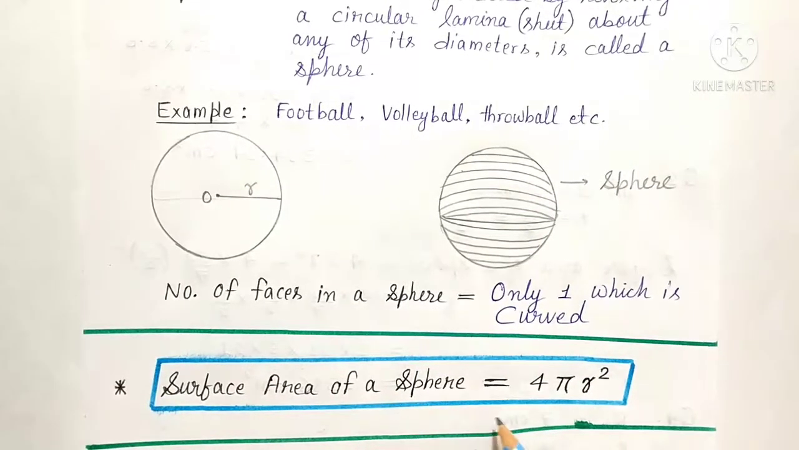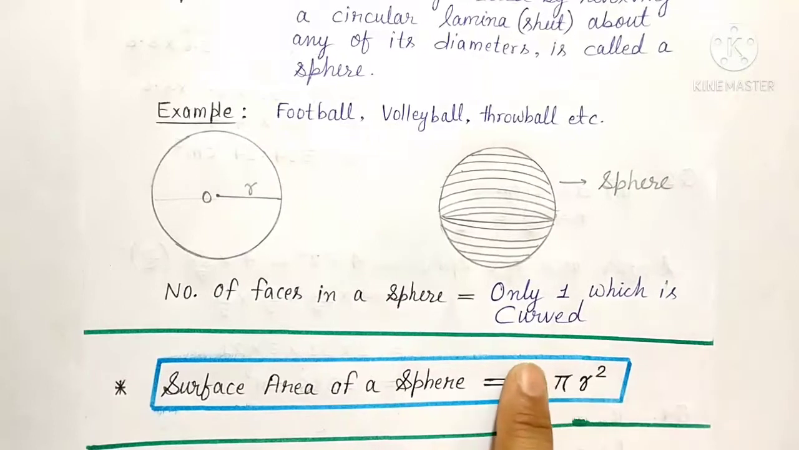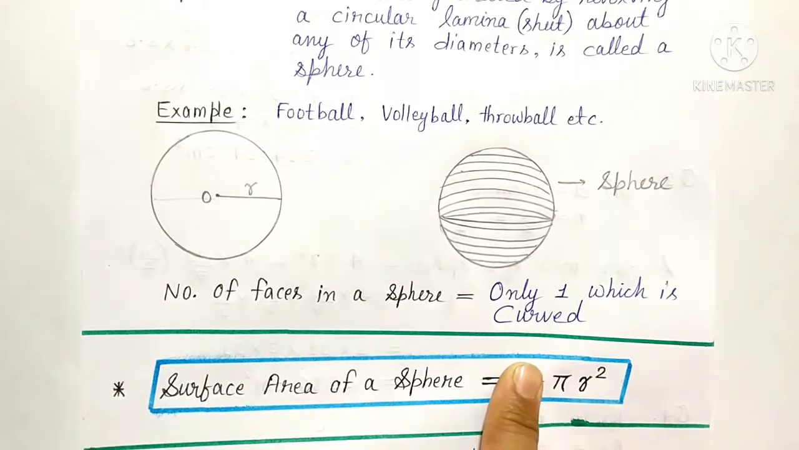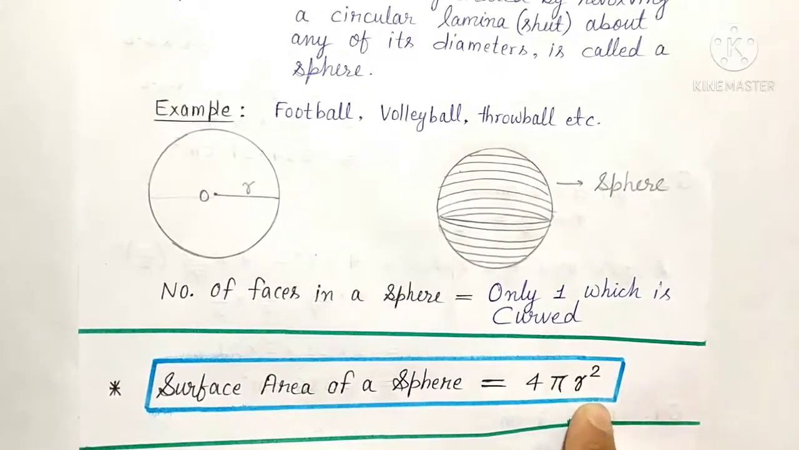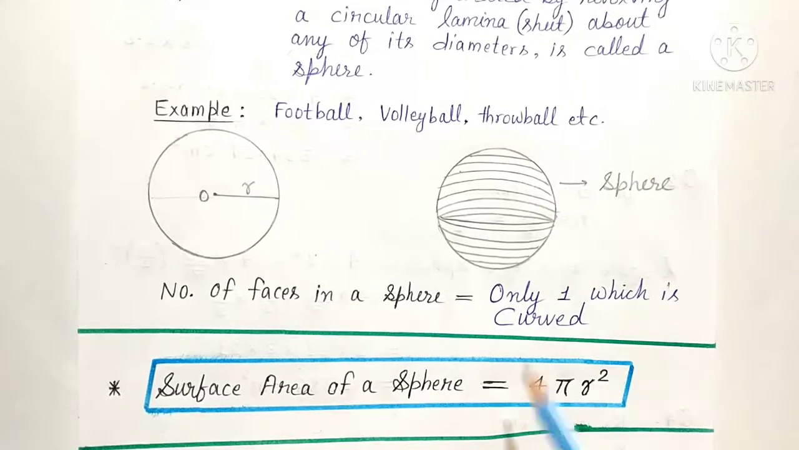So that is the surface area of a sphere. The formula is 4 pi r square. Now as you can see, pi r square and 4 is coming. It means this is the area of 4 circles, because the area of one circle is pi r square, and the area of 4 circles is 4 pi r square. So we can say this sphere is made from 4 circles. So what is the formula? Surface area of a sphere is 4 pi r square.